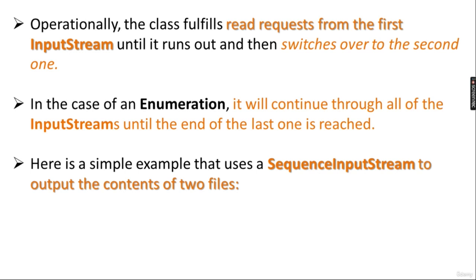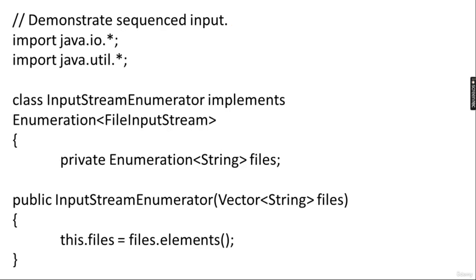Okay, so now we will see the SequenceInputStream used to output the contents of two files. InputStreamEnumerator implements Enumeration<FileInputStream>. So you have to use this line: implements Enumeration. Then private Enumeration we are creating for the string, InputStreamEnumerator, with your constructor taking Vector<String> files: this.files = files.elements().